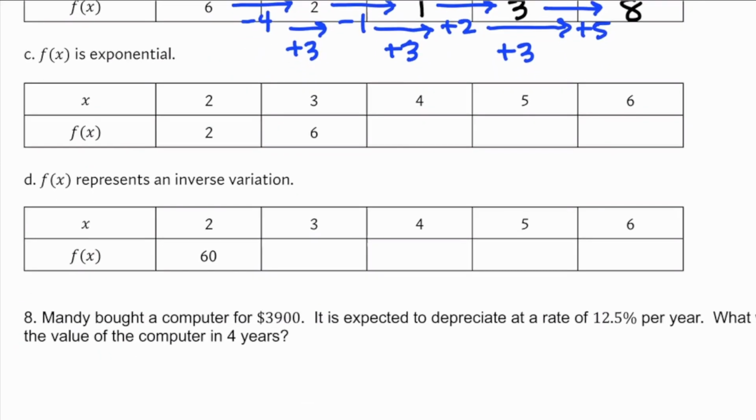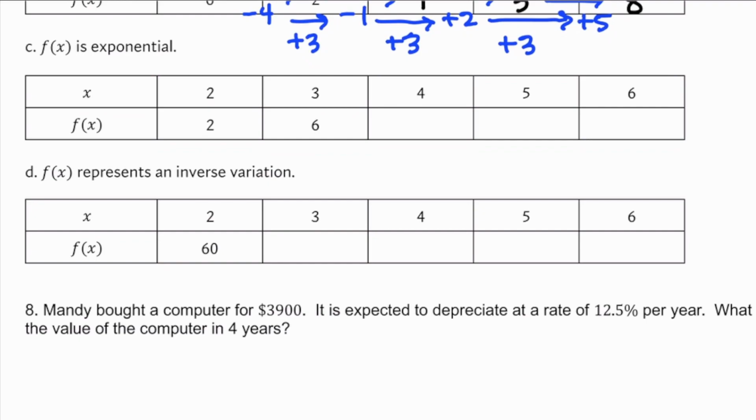Okay, for f of x exponential, we're going to see a constant ratio. So when I went from 2 to 6, I multiplied by 3. I need to see that consistently, multiplying by 3 every time. 6 times 3, that's 18. 18 times 3 is 54. 54 times 3, all right, we could use a calculator if we needed to be sure. But 50 times 3 is 150, and 4 times 3 is 12, so I'm going to add those together, and now we get 162.